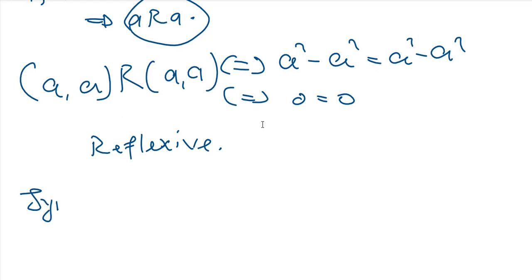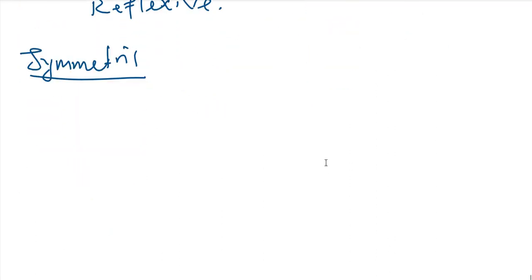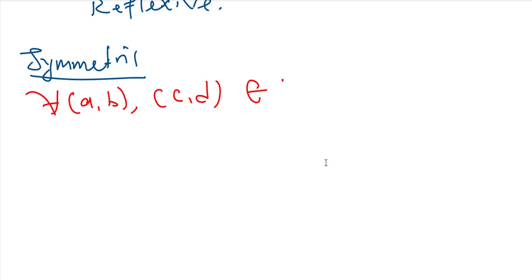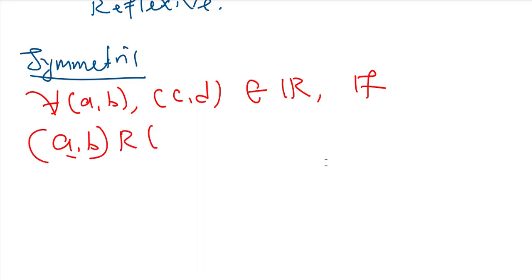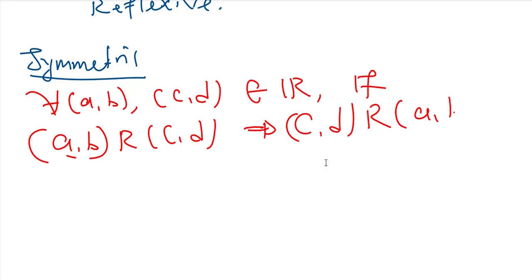Now, the next property is symmetry. So let's go for symmetric. For symmetric, what do we have? For every (a, b) and (c, d) which belong to the set of real numbers, if (a, b) is in relation with (c, d), then (c, d) should be in relation with (a, b).